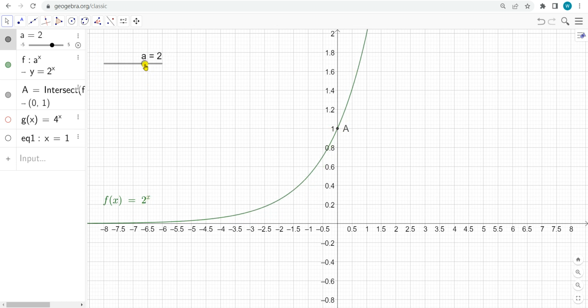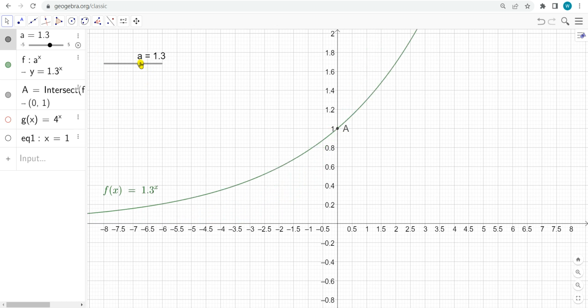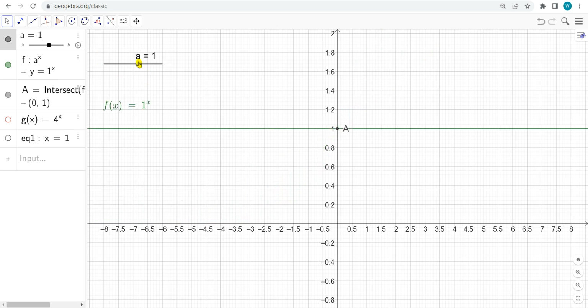That's also correct. How about when a is less than 1? Okay, so we try to keep decreasing the value of a. And you can see that when a equals 1, it will become a horizontal line, because when the base is equal to 1, 1 to the power x is always equal to 1. So it will form a horizontal straight line. Okay. And how about a is less than 1?